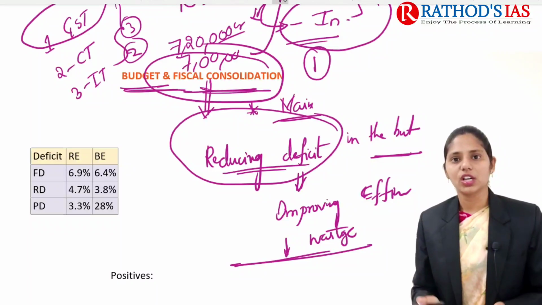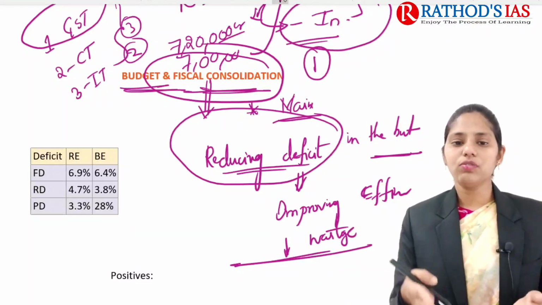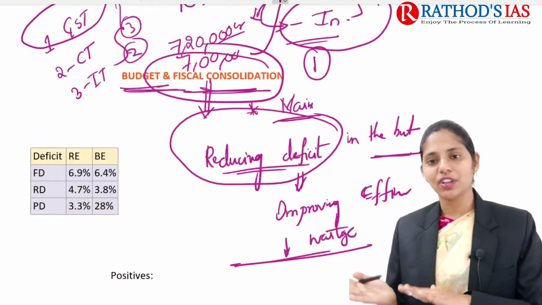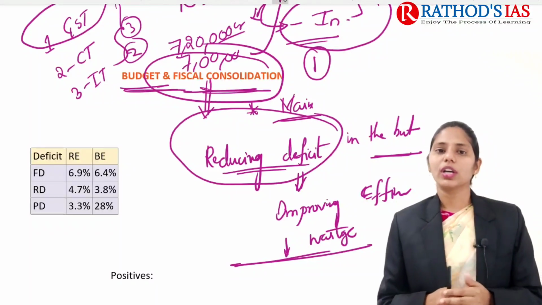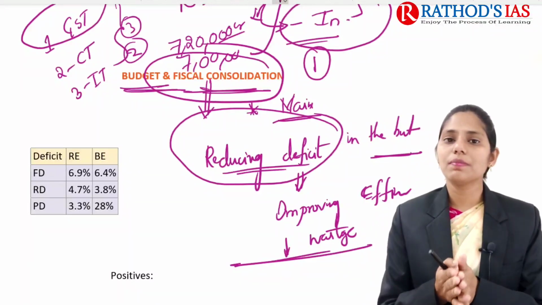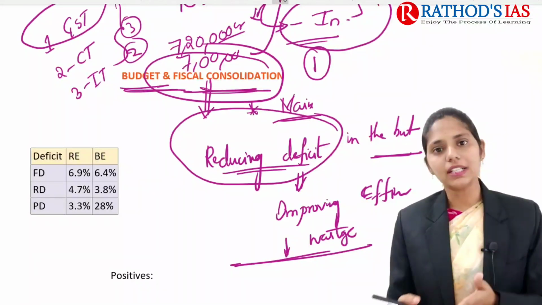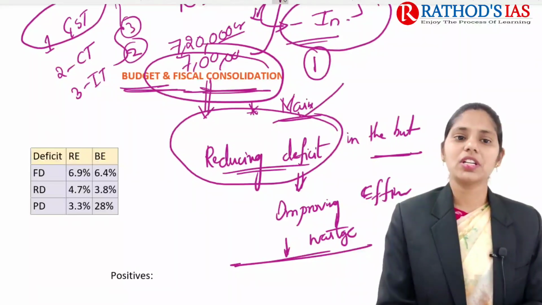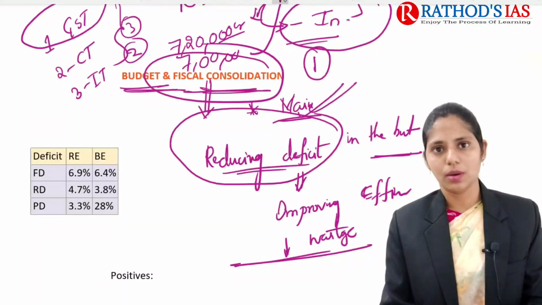So what is fiscal consolidation? It is nothing but reducing the deficit in the budget, and we are mainly focusing on how to improve our efficiency, and on the other side how to decrease wasteful expenditure. We can also decrease wasteful expenditure especially by better targeting of the beneficiaries. So this is some introduction regarding fiscal consolidation, and I think you already know about this topic.